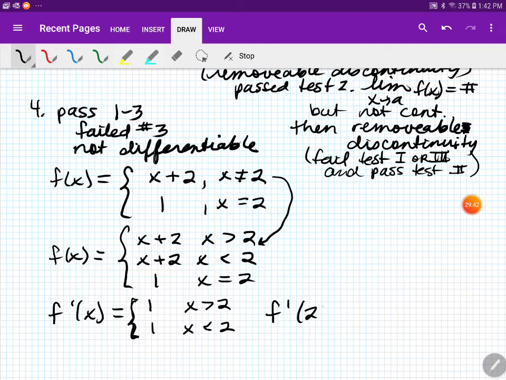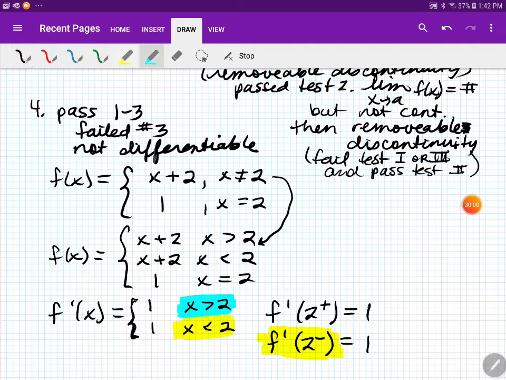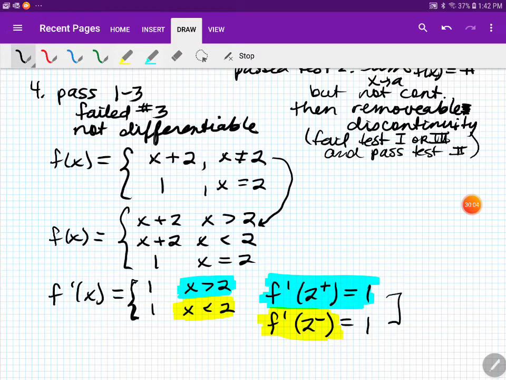So the slope from the right side of 2, this is the right side, is 1. And the slope from the left side of 2, that's this one, is 1. So you could see where somebody definitely would say, hey, it's differentiable. The slopes do match. But it's not continuous.